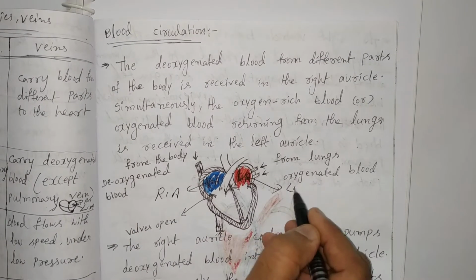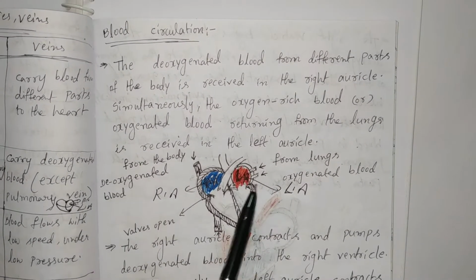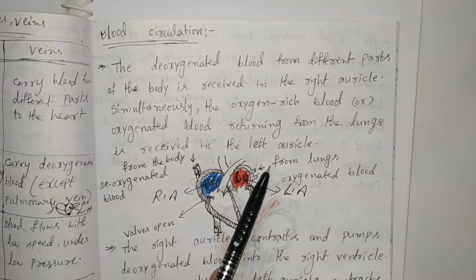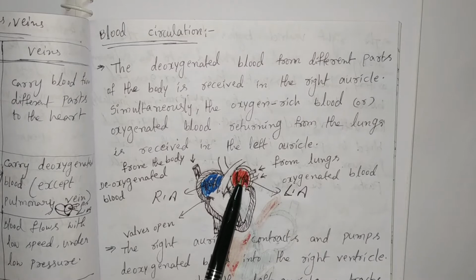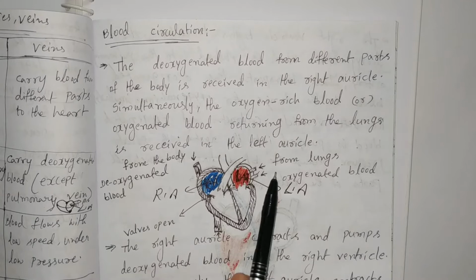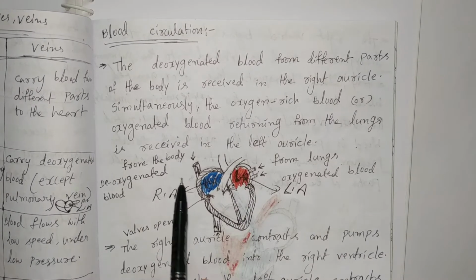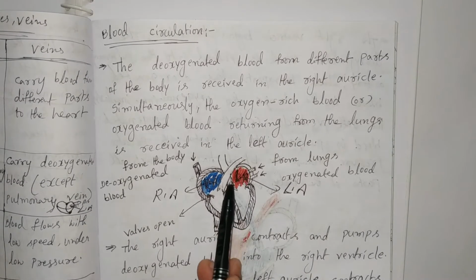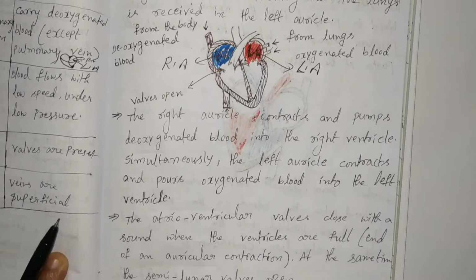This is the left auricle. Simultaneously, the oxygen-rich blood, meaning the oxygenated blood from the lungs, is received in the left auricle. So at the same time, deoxygenated blood and oxygenated blood fill the auricles. Deoxygenated blood is filled in the right auricle, oxygenated blood in the left auricle. So this is the first step. Next, the second one.